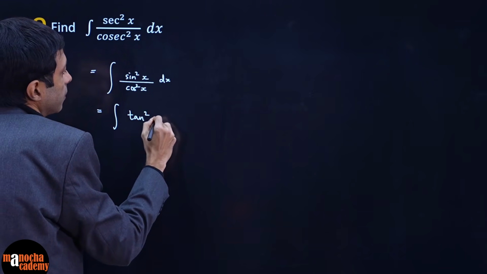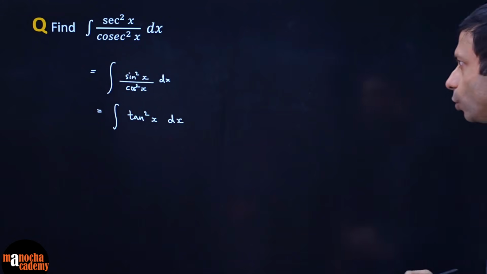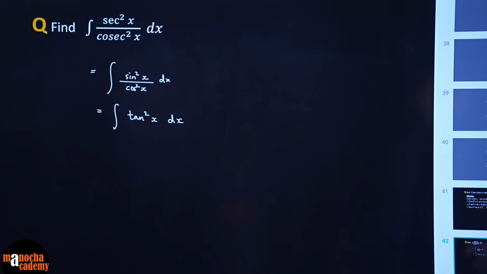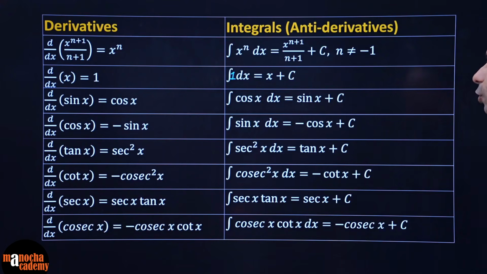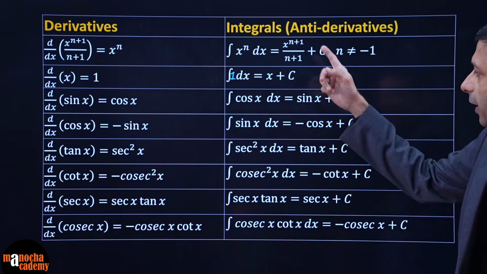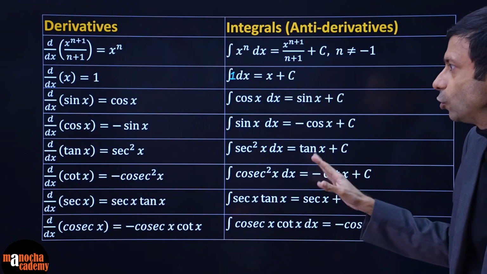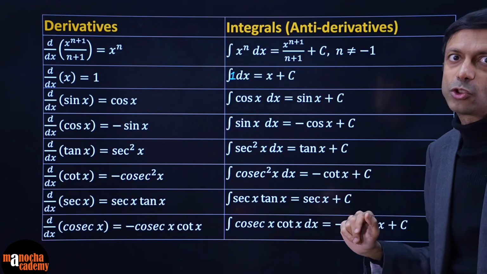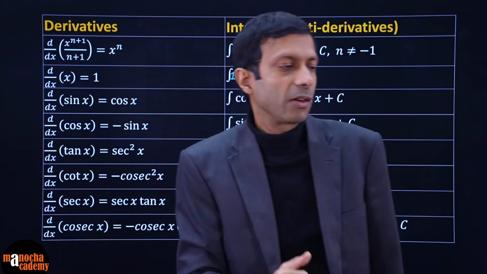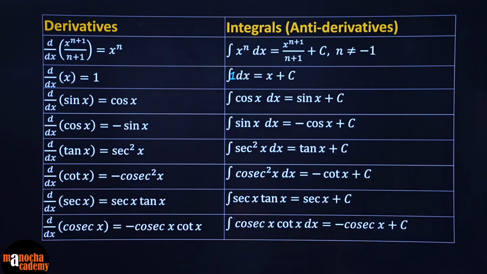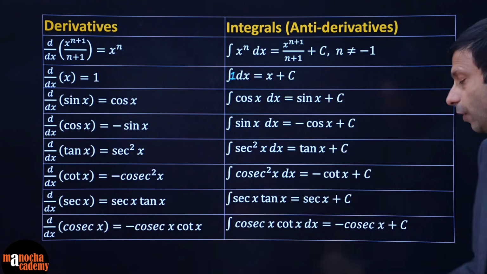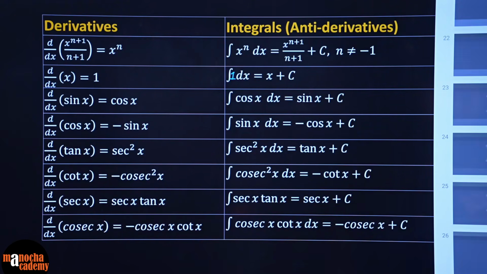Yes or no? But let's check the list. Is there a formula for integration of tan square x? No. If you look at the integral list, you have integration of sec square x is tan x, but there's no formula for integration of tan square x. So now what do we do, guys? We are stuck. What do you think we should do here? I showed you the list. This guy is there, but we wanted the tan square x formula. That unfortunately is not there.